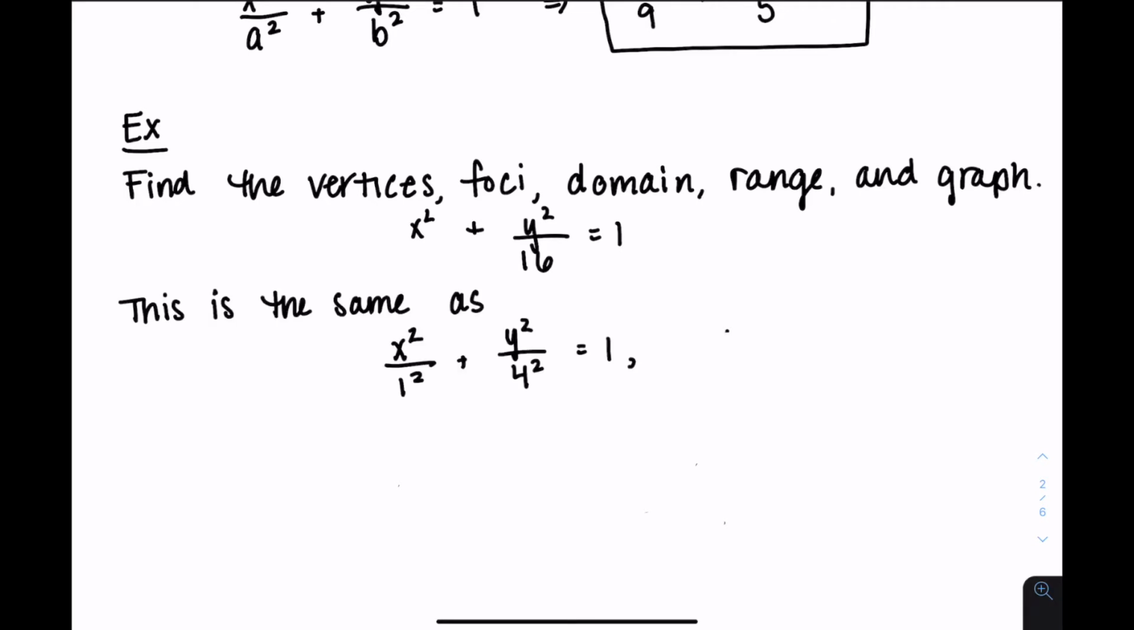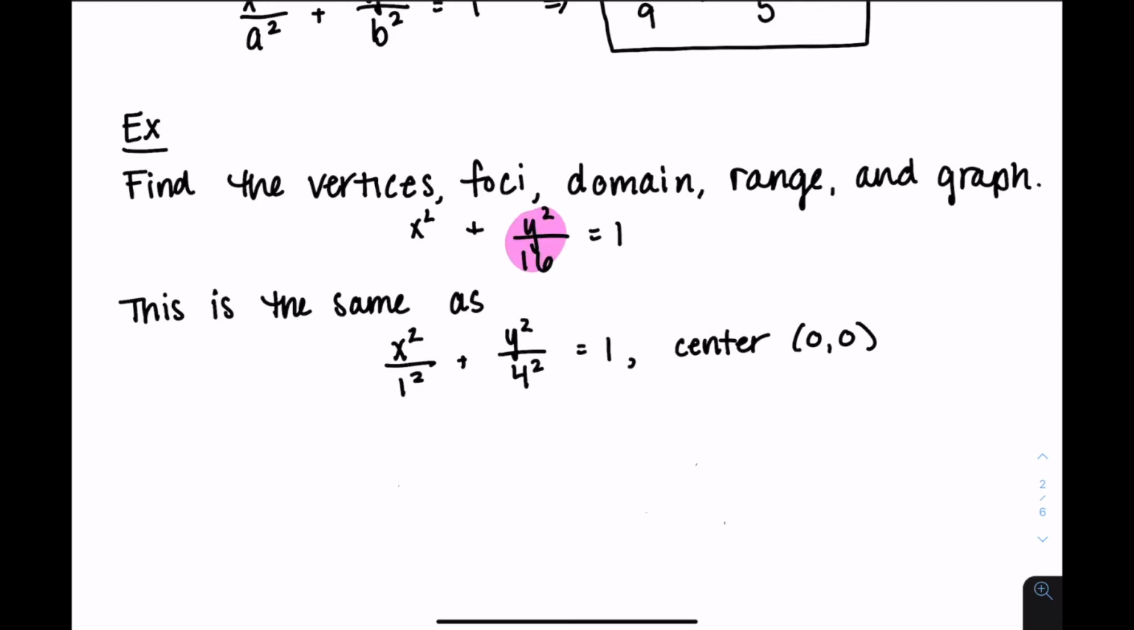So I'm just going to rewrite it. So I've got x squared on its own. That's the same as x squared over 1 squared. Y squared over 16 is y squared over 4 squared. So immediately I can also pick off that the center is 0, 0. To figure out where the important information lies, I've got to see which one of these has the bigger denominator.